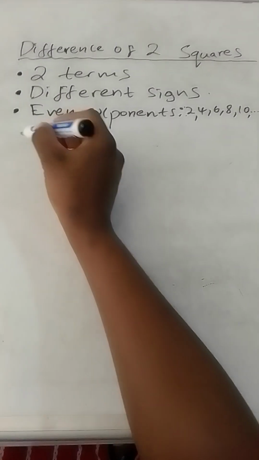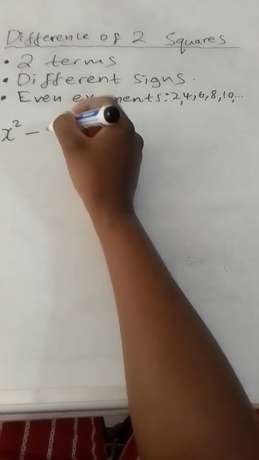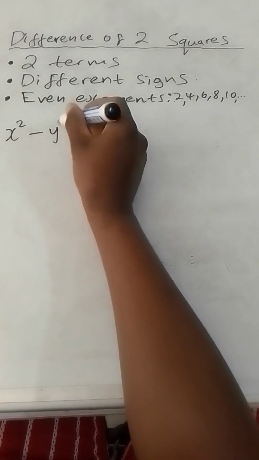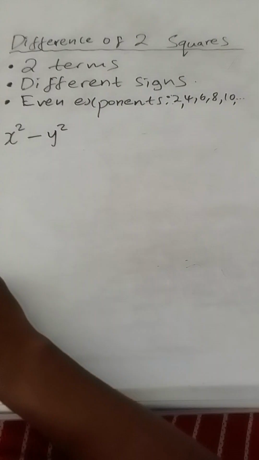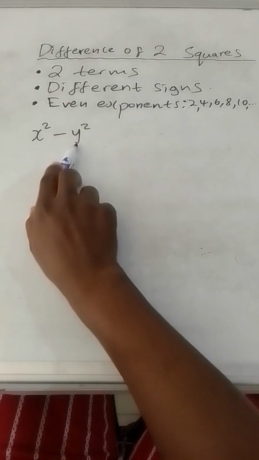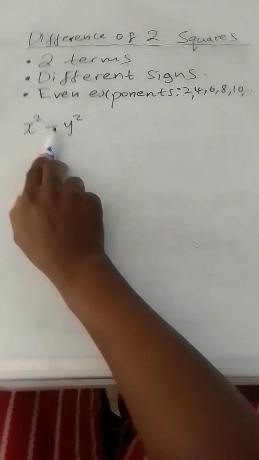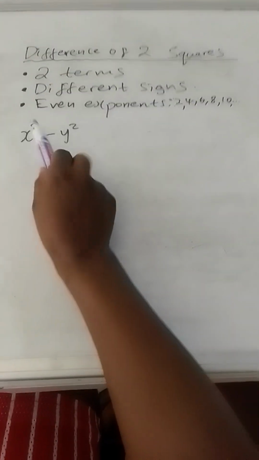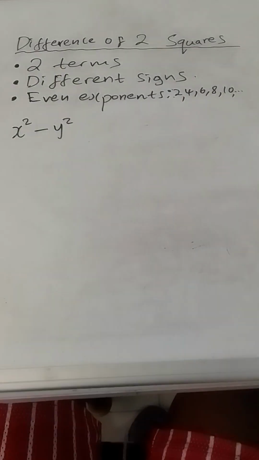So what are the examples? Let's take this for example. X squared minus y squared. This is a difference of two squares because we can see that there are two terms and they have different signs. This one is positive, this one is negative. And then lastly, we see that the exponents are multiples of 2 or are even.